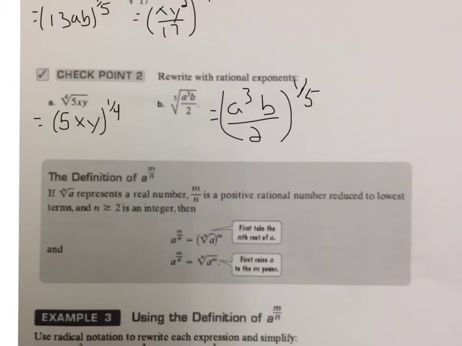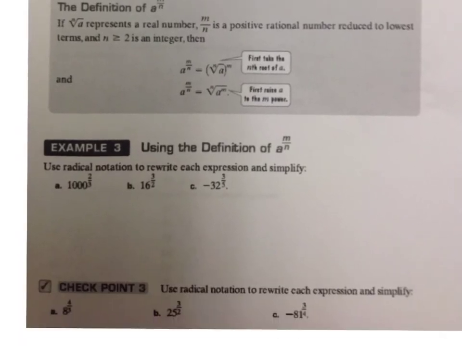It says a to the m over n equals the nth root, so the bottom number is the root again, of a, and then you raise it to that power m. You can do it that way, so you can raise it to whatever this power is on top after, or you can raise it before you take the root. So a to the m over n equals the nth root of a to the m. It will work either way. Usually I do it the top way. But there are situations where it works better this way.